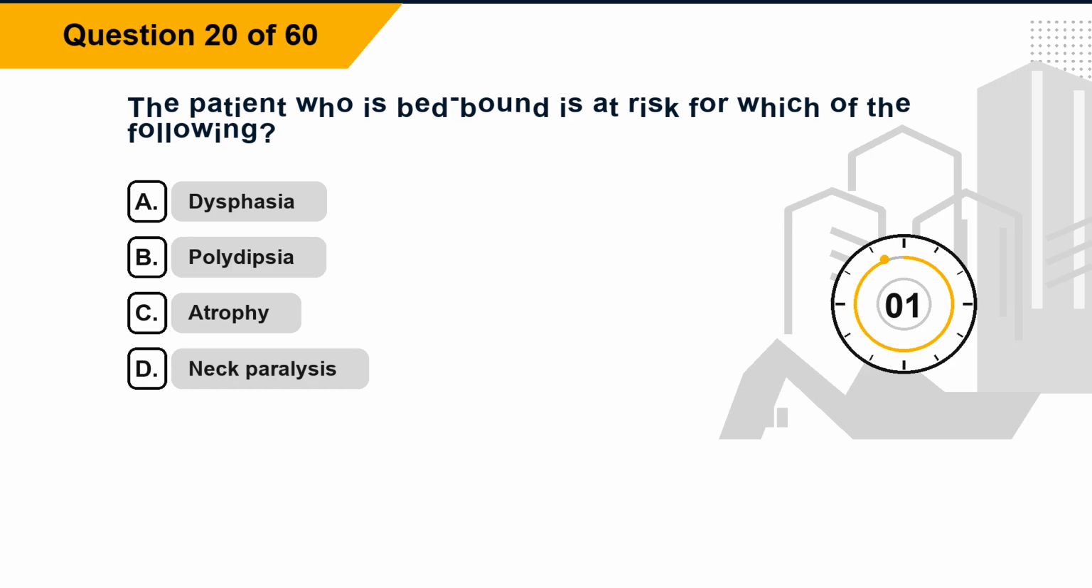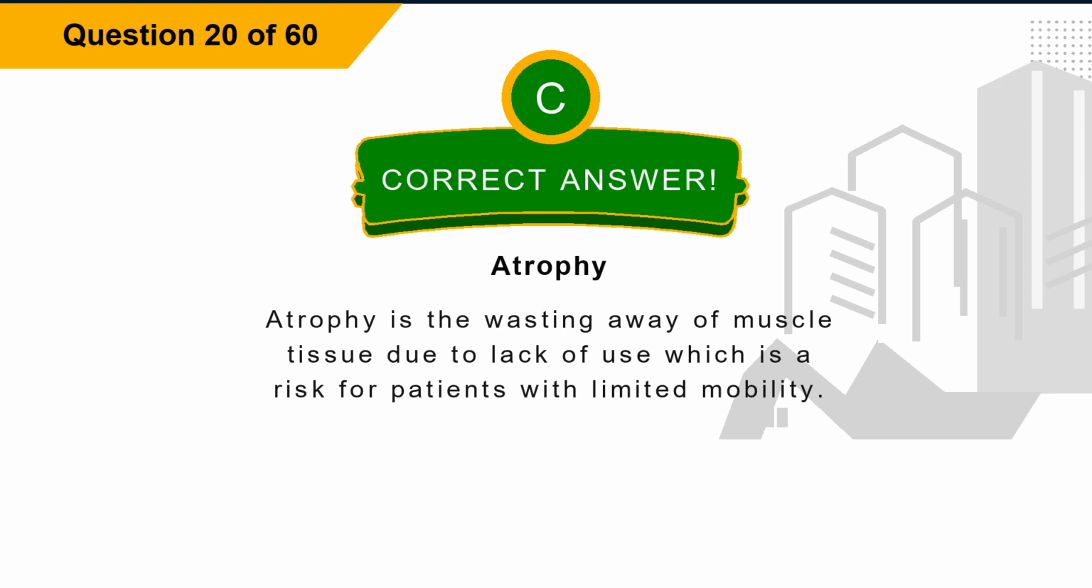Neck paralysis. The correct answer is option C. Atrophy. Explanation. Atrophy is the wasting away of muscle tissue due to lack of use, which is a risk for patients with limited mobility.